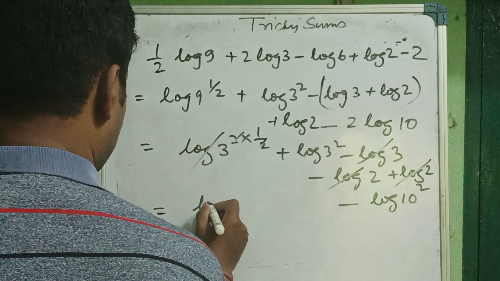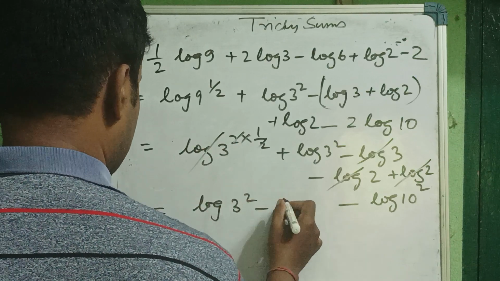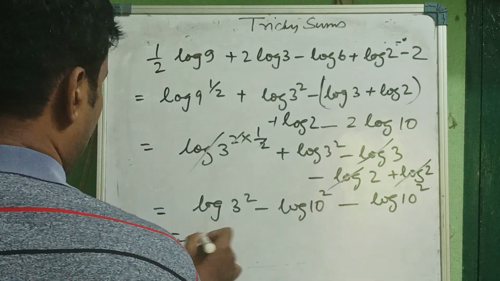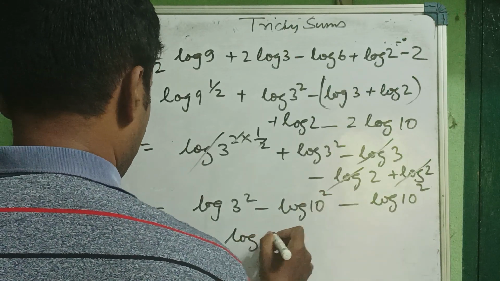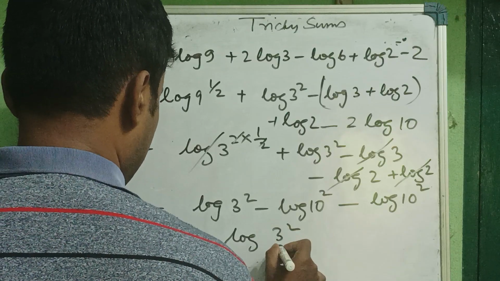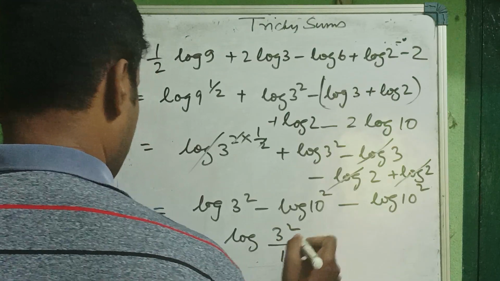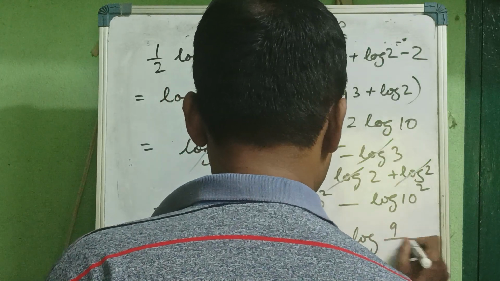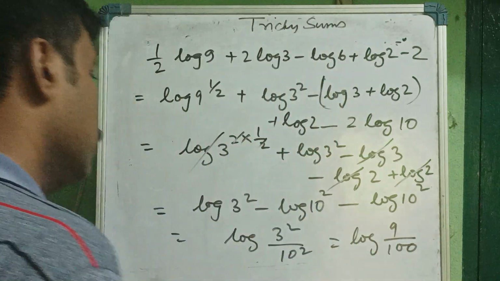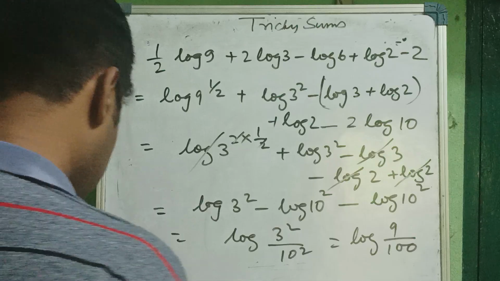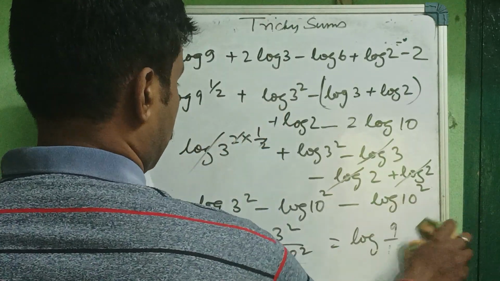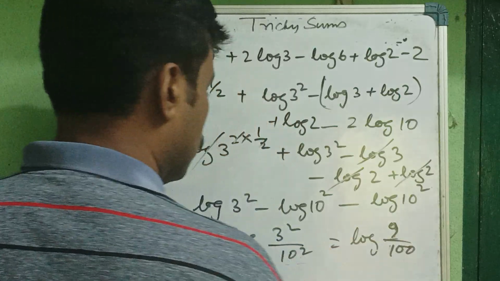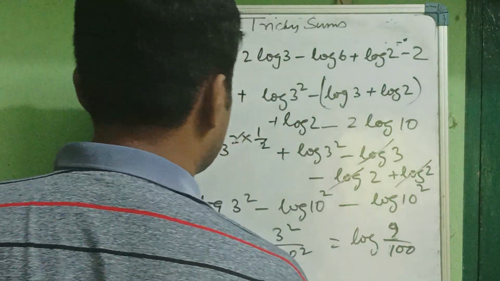Now the remaining is log 3 square minus log 10 square. Minus means division, that is log 3 square divided by 10 square. So your answer is log of 9 by 100. Okay. Sorry, 9 by 100. You can pause the video and write the answers.